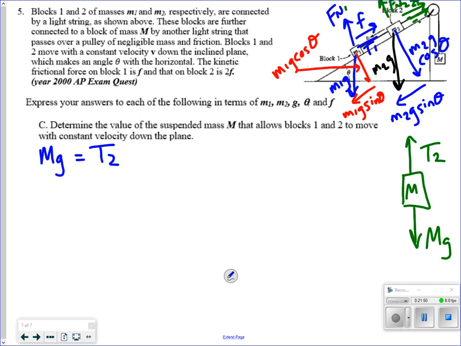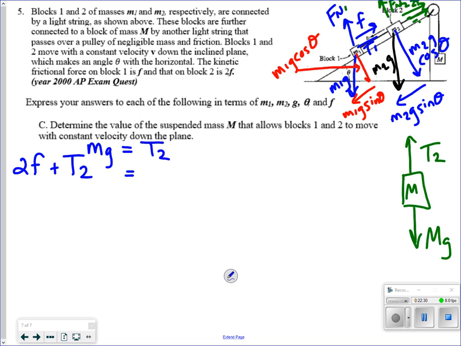All right, so when we are looking at M2, it's trying to pull it up the hill. 2F is the friction trying to go up the hill, plus T2 is trying to go up the hill. Let me just rewrite this so I can line it up a little bit better for you. Just move that over. That way we can keep the equal signs together, right? That'll be easier to see. So 2F plus T2 is trying to go up the hill.